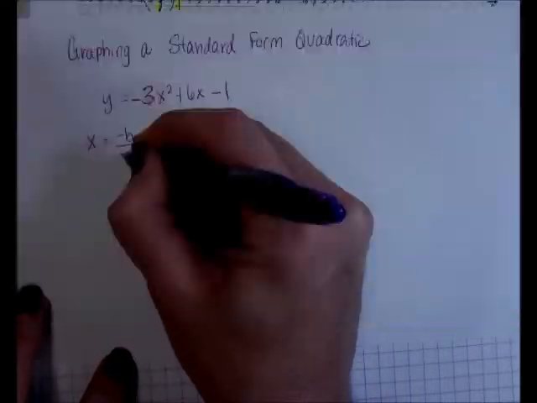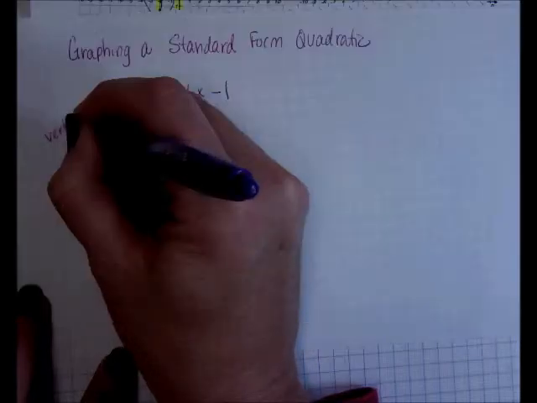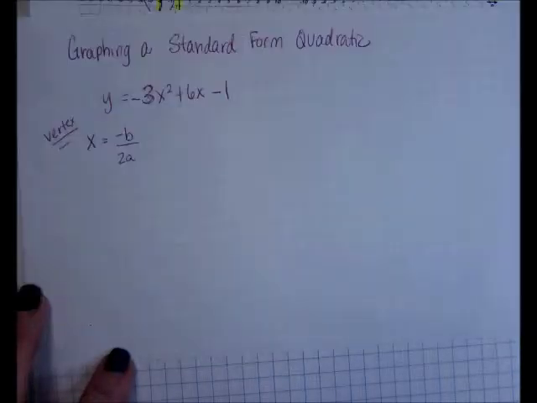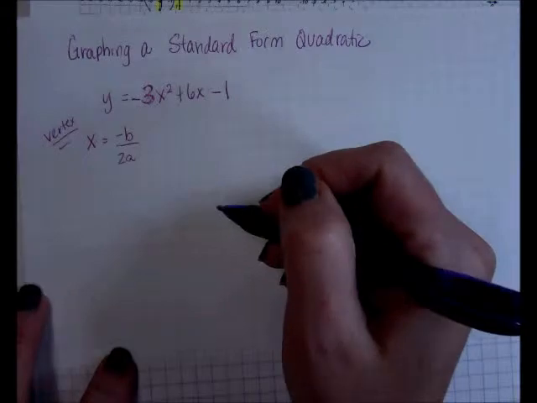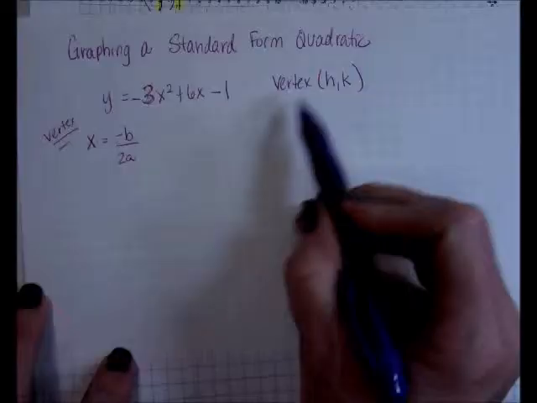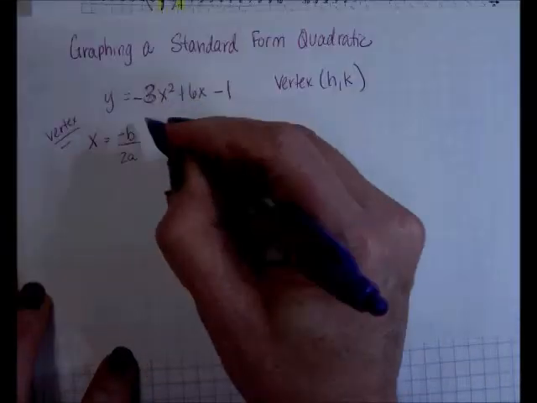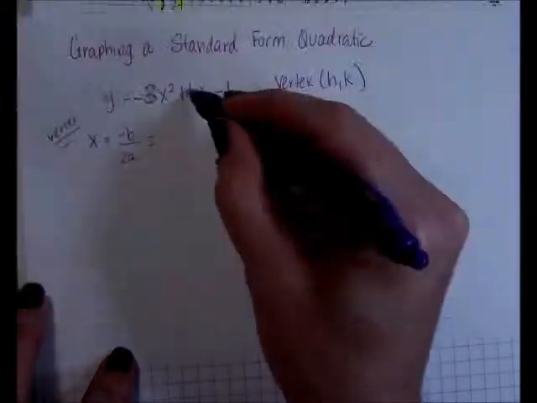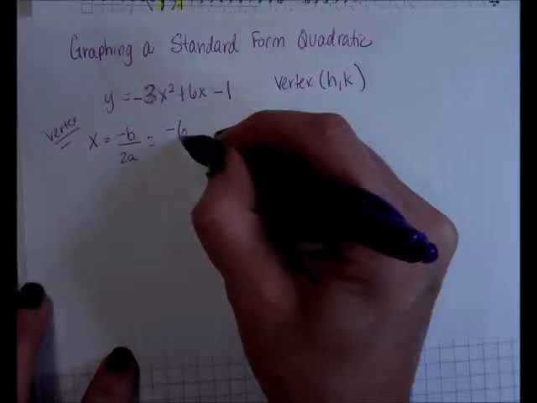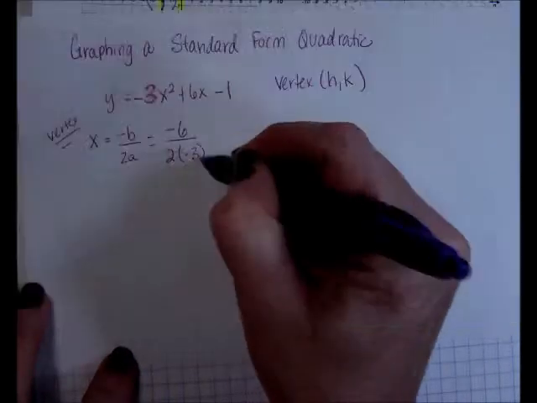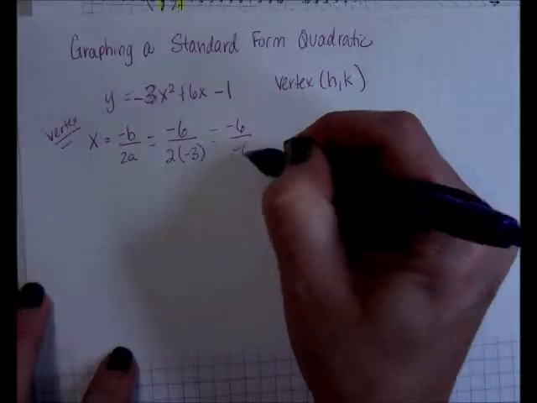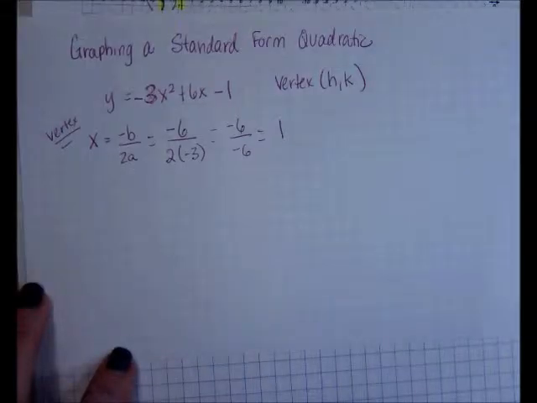So the first thing I'm going to do is use the formula to find the vertex. And this was talked about and given in class. To find the x value of the vertex, which is h, so the vertex is going to be in the form of (h, k), I would say negative b over 2a. In this case, b is positive 6, so the opposite of positive 6 is negative 6, multiplied by 2 times negative 3. So it's negative 6 over negative 6, which is a positive 1.